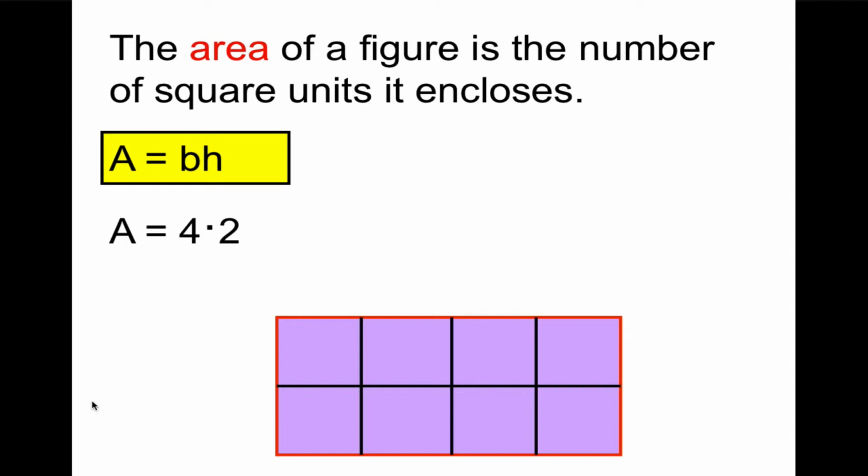In this case, it would be 4 times 2, so there are 8 squares. And in this case, we don't know how large the squares are, but it's 8 square units. Some examples of square units could be square inches, square centimeters, square feet, square yards, even square miles. Any size square is possible, and that would be called the unit.